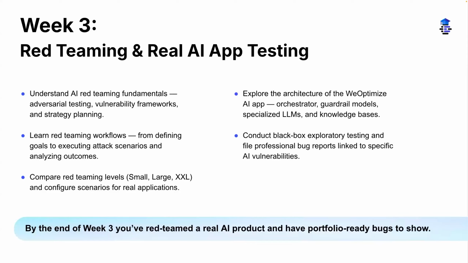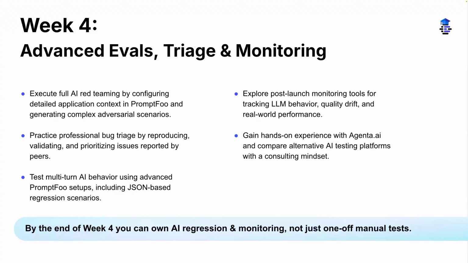Explore architecture we optimized. Week three, we dive into the startup. All of you who join are going to sign an NDA and test a real startup application under heavy development. You're going to have stories, you're going to have real bugs, you're going to have everything real, right? Everything you learned by that week, you're going to apply in the real project. And you're going to conduct black box exploratory testing using Promptfoo to file bugs, which you can then leverage in your job interviews, right? Which is crazy. Who does it? We do, right? So by the end of week three, you will have red teamed a real AI product and have portfolio-ready bugs to show.